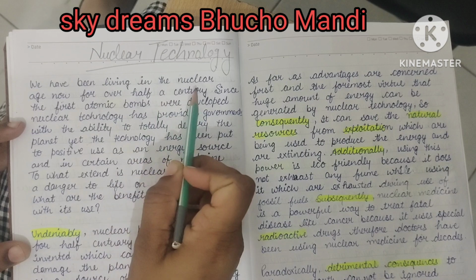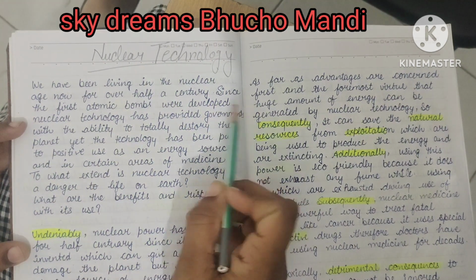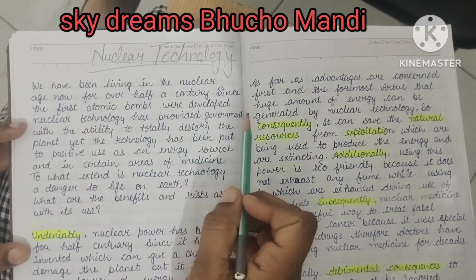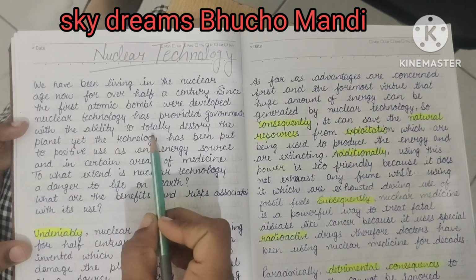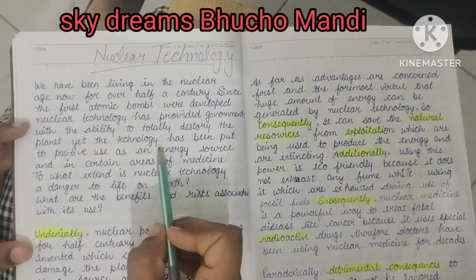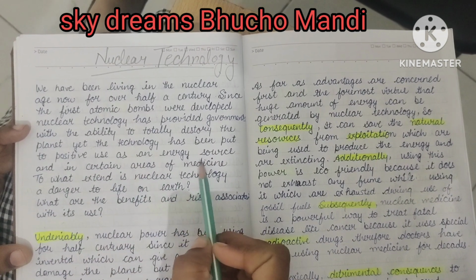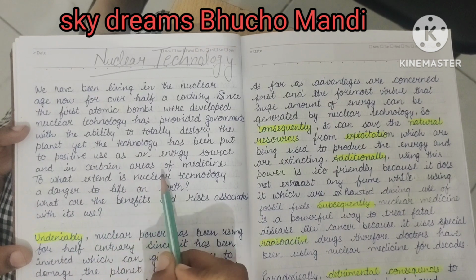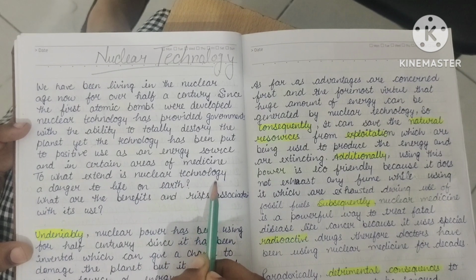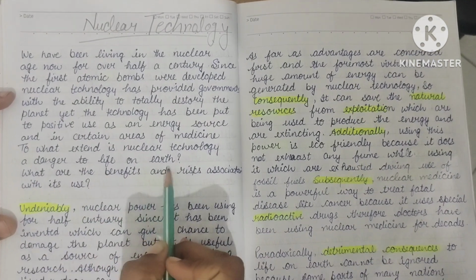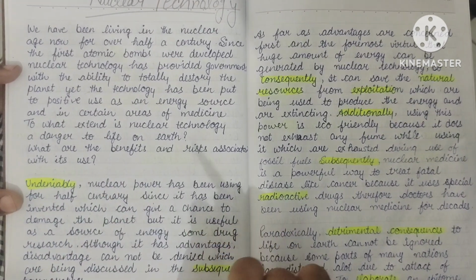We have been living in a nuclear age now for over half a century since our first atomic bombs were developed. Nuclear technology has provided governments with the ability to totally destroy the planet, yet the technology has been put to positive use as an energy source and in certain areas of medicine. To what extent is nuclear technology a danger to life on Earth? What are the benefits and risks associated with its use?